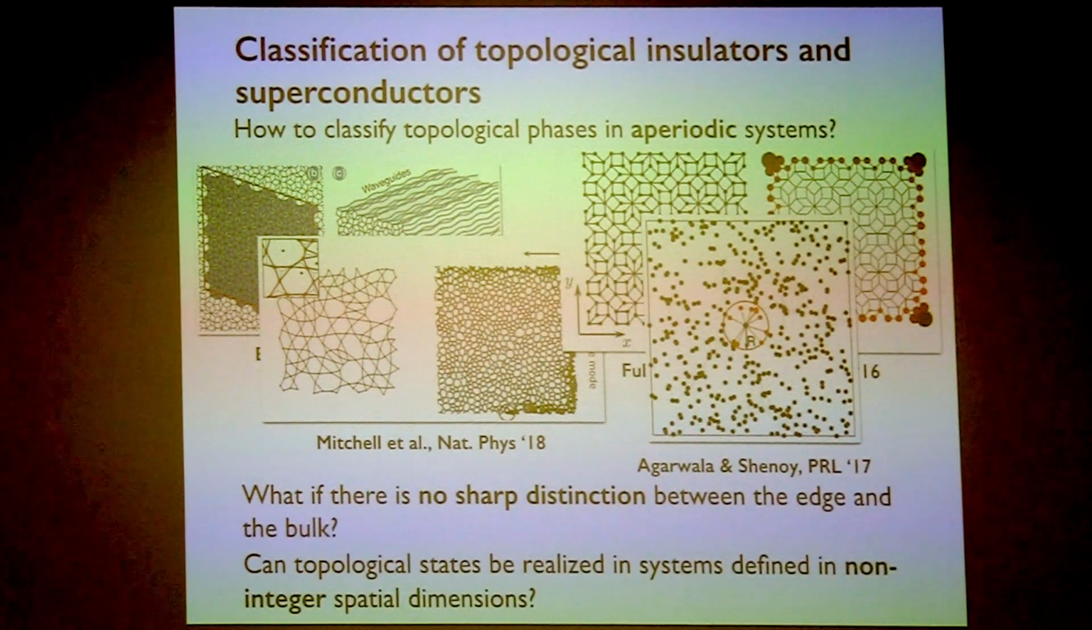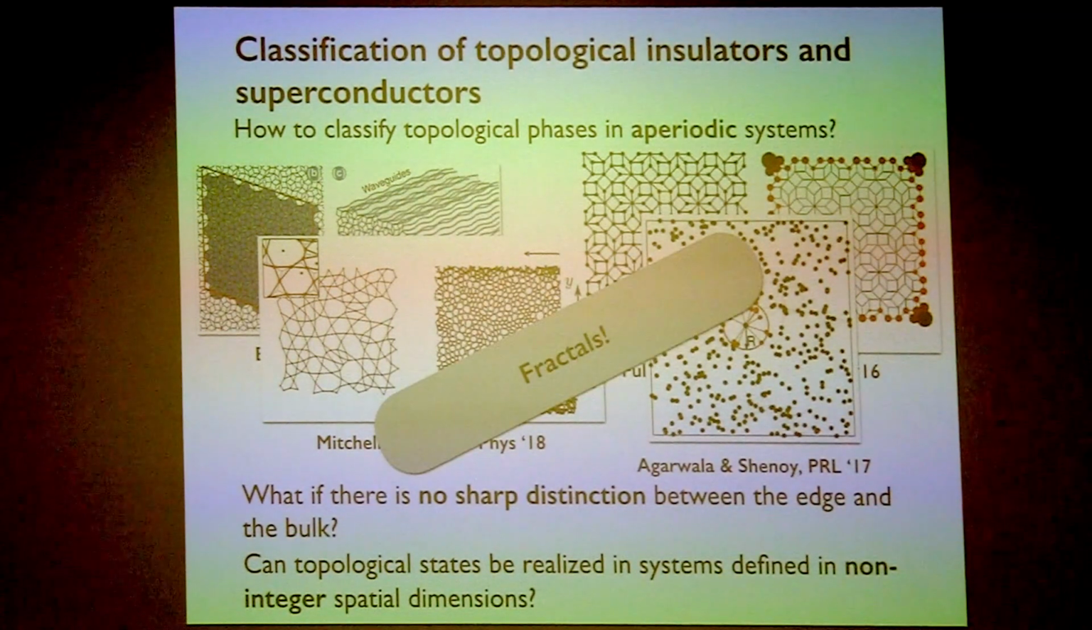Also, another interesting issue that may appear is that there is a set of systems which are self-similar and don't necessarily live in integer spatial dimensions. And if we would like to answer those questions at once, the answer is fractals. Fractal geometries are really natural candidates to investigate those questions.